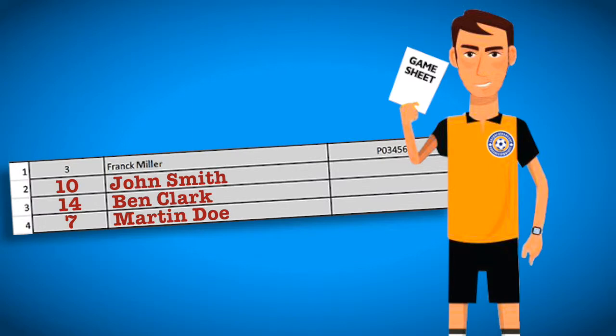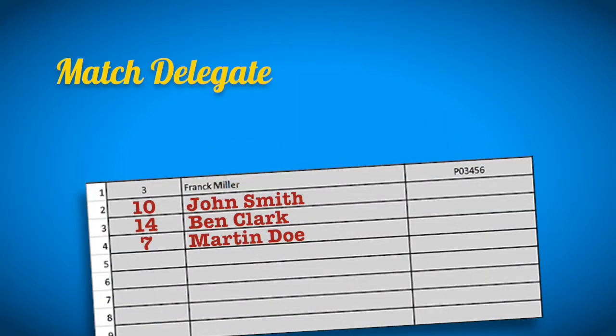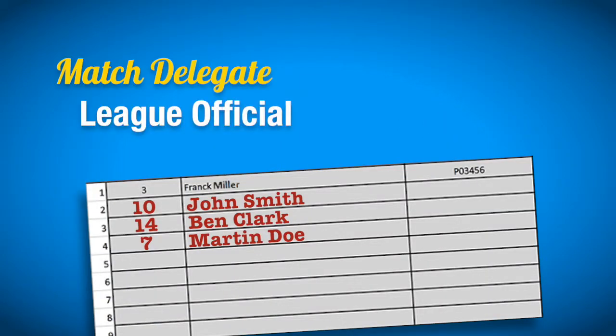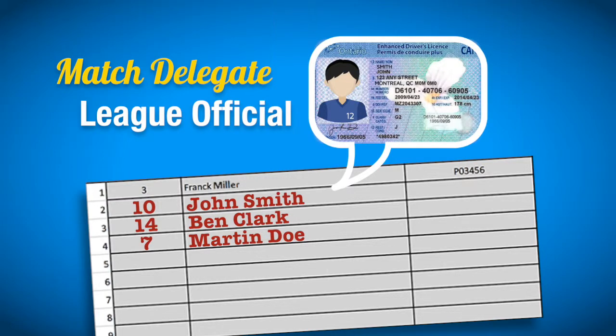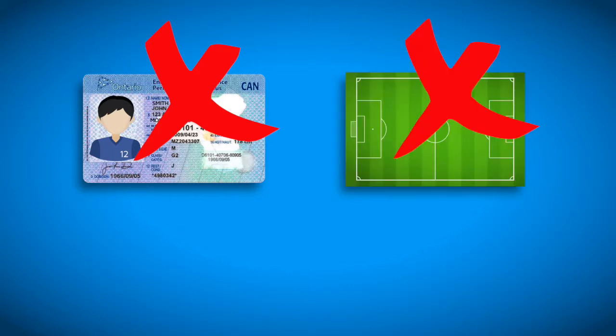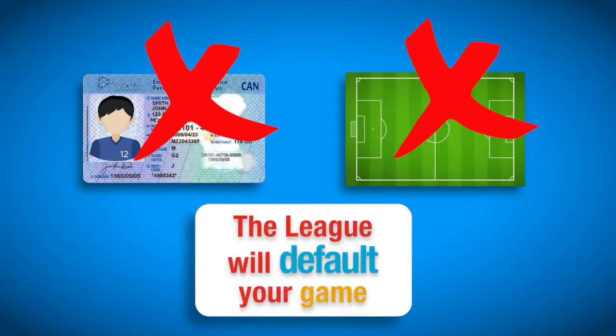If you have any players who are listed on the sheet and are not going to be present, please cross them out. Our delegate or league official has the right to request ID cards to each name that appears on the game sheet at any time. Failure to show a piece of ID when requested will disqualify you from playing that game. If you persist, the league will default your game.